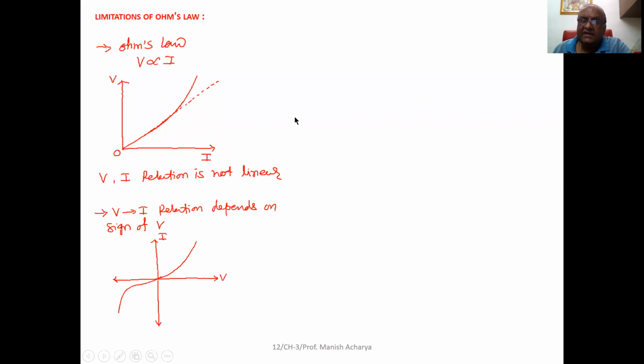Then in certain conductors, meaning substances which give you the conduction process, the VI relationship depends on the sign of voltage V. Understand this like this. See, suppose this is the conductor.